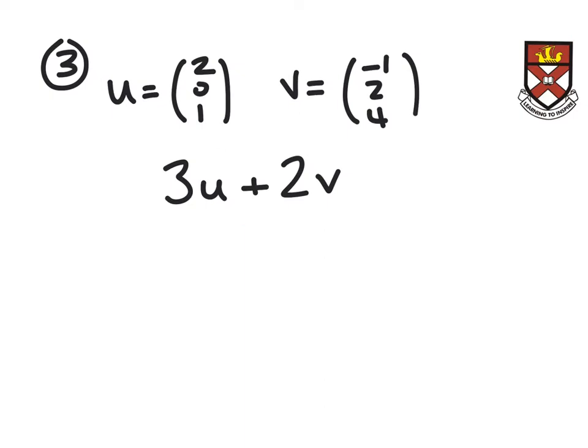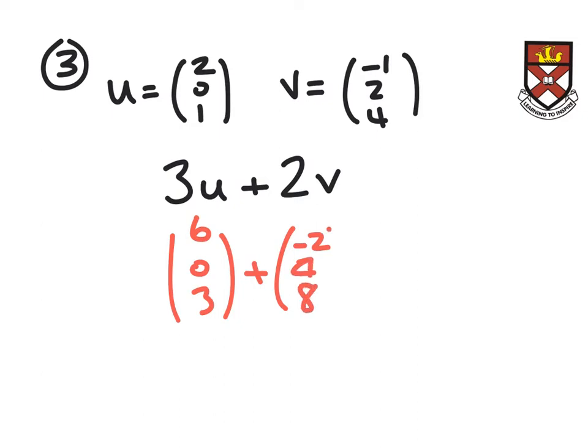Question 3. 3 u's add 2 v's, should be nice and simple. 3 u's are 6, 0, 3. 2 v's are negative 2, 4 and 8. And if I add them together, I get 4, 4 and 11.